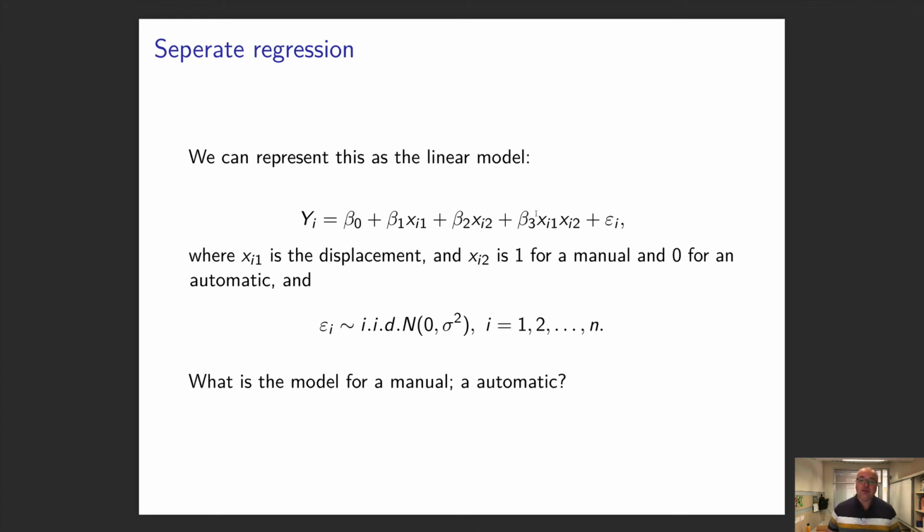So the whole idea is that this beta 2 is the extra you add to the intercept when you go from an automatic to a manual, and the beta 3 is the extra you add to the slope when you go from an automatic to a manual.